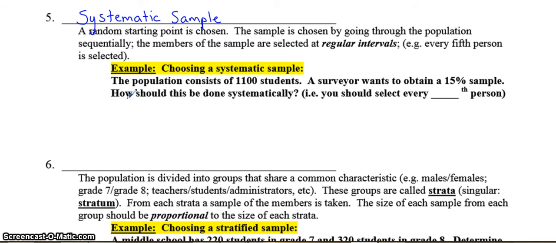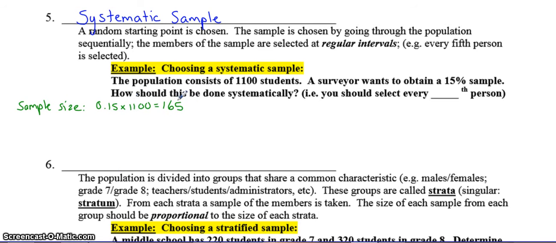So in this example, the population consists of 1,100 students. A surveyor wants to obtain a 15% sample. How should this be done systematically? So first of all, let's look at the sample size. So we know we want 15% of 1,100. And that is equal to 165. So that is the size of the sample.